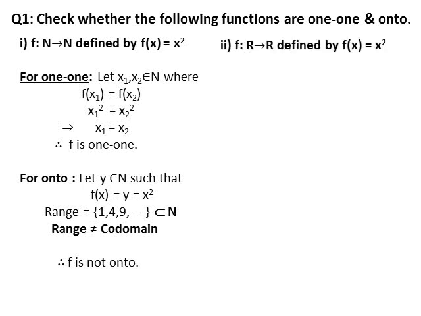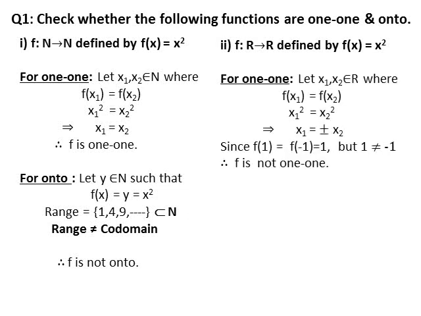Take one more example. f is a mapping from R to R defined by f(x) equals x square. Here, domain of the function is set R of all real numbers and codomain of the function is also set R of all real numbers. For one-one, let x1, x2 belong to R and f(x1) is equal to f(x2). It means x1 square is equal to x2 square. This implies that x1 is equal to plus minus x2, as x1 and x2 both are real numbers.